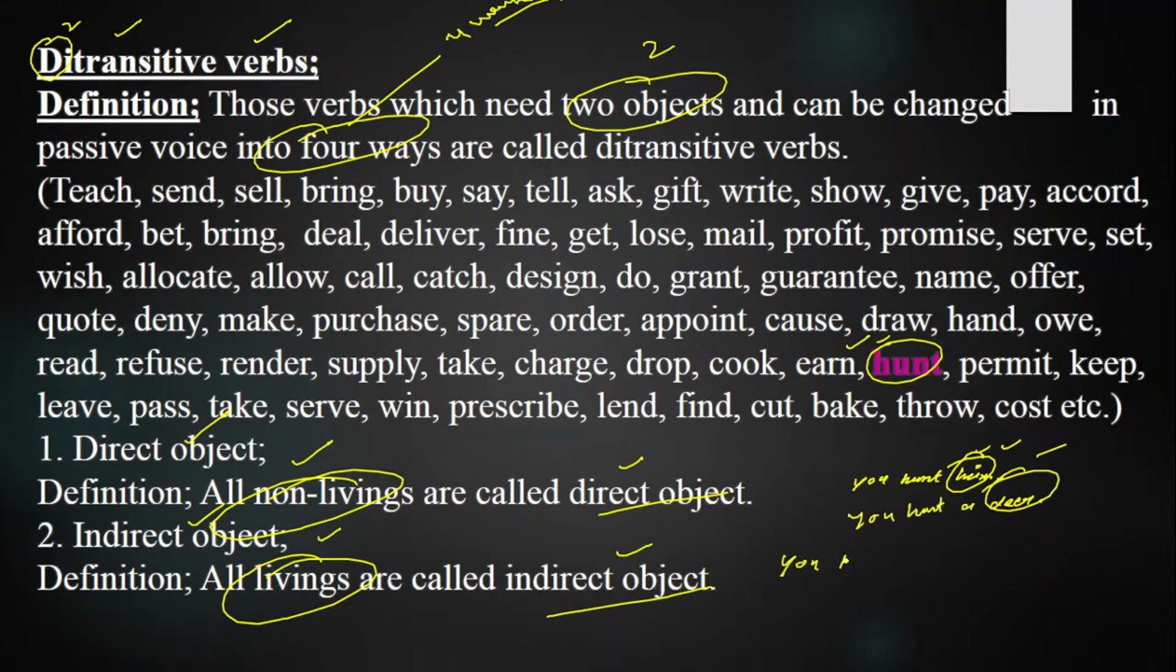If I say, "You hunt him a deer," now here the meaning is clear and complete: you hunt what? A deer. You hunt a deer for whom? For him. So this is the first way to change it into active voice. We mostly bring the indirect object at the beginning and the direct at the end, but if you want to shuffle the places, your indirect object will be followed by a preposition, like "You hunt a deer for him." Here the indirect object "him" is followed by a preposition. These are the two ways to change them into active voice.